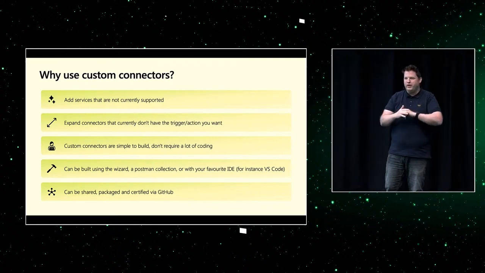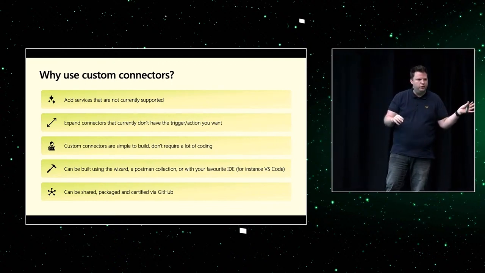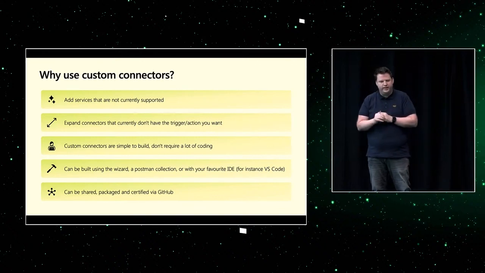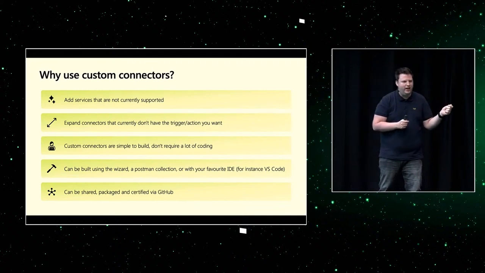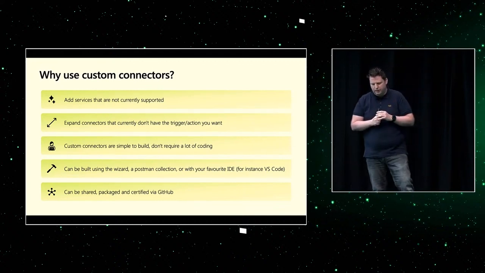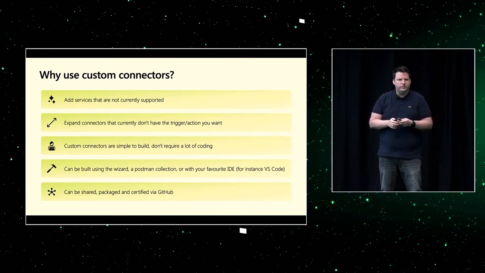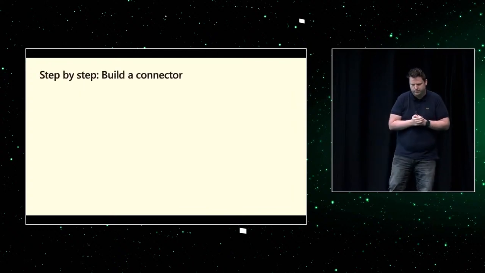You can build a connector really easily through the UI. I'm going to show that a little bit later. But you can also use a Postman collection, for instance, or just import an OpenAPI file. There are tons of possibilities there. And you can also share them, package them, and certify them through GitHub. And a little bit more on that later.